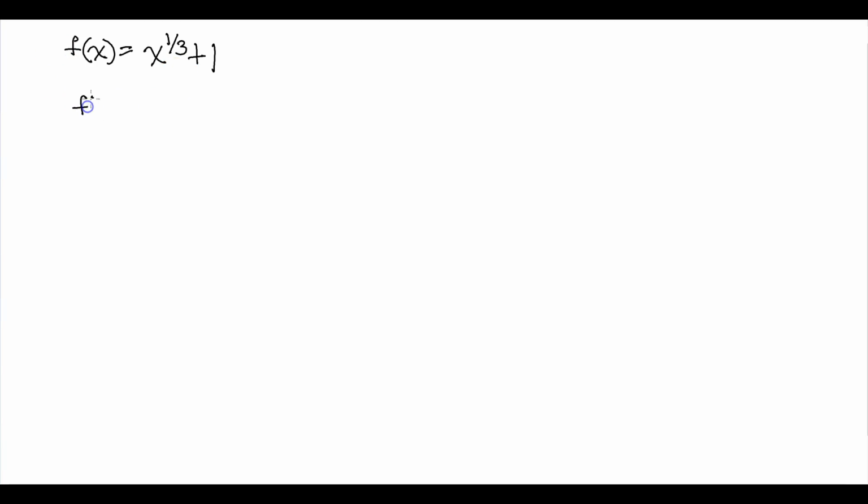So f prime of x, and we're asked to find the relative extrema. So first we're going to find where it's increasing or decreasing. Then we're going to find the relative extrema. Okay, so we're going to find the derivative of the cube root of x. So you have x to the -2/3 times 1/3.